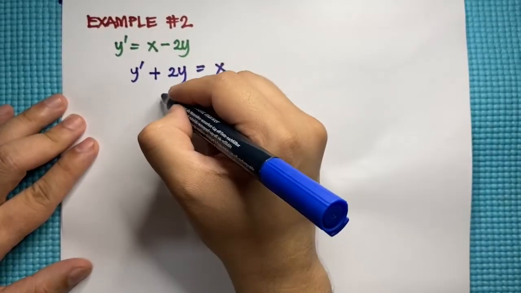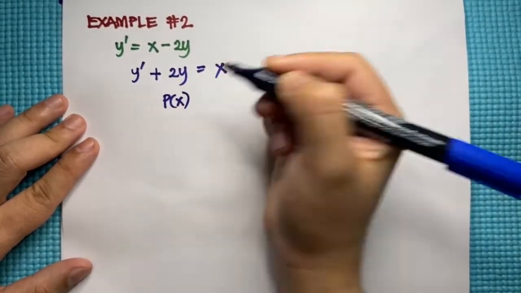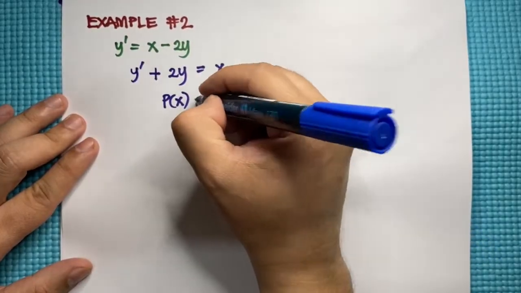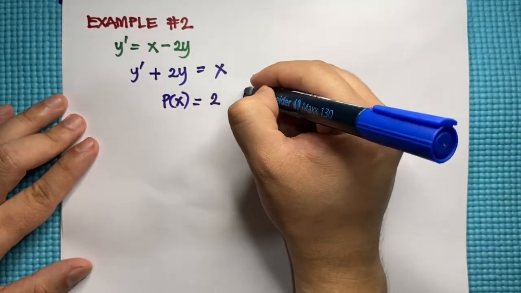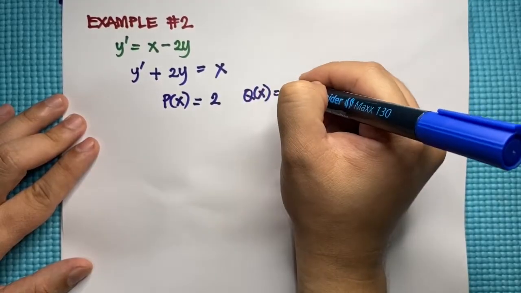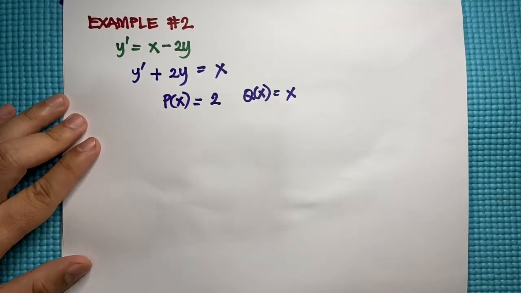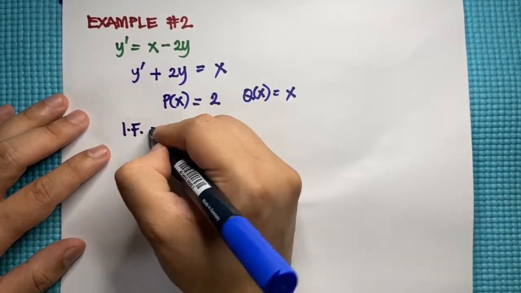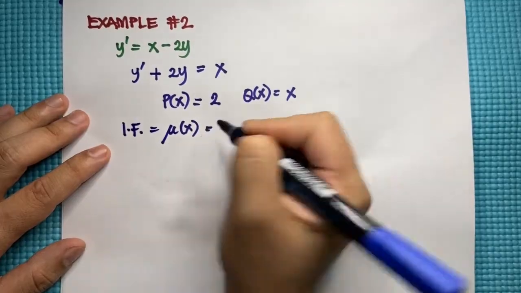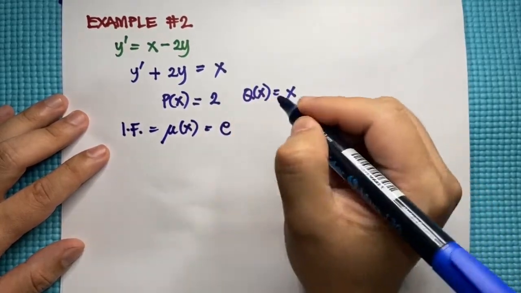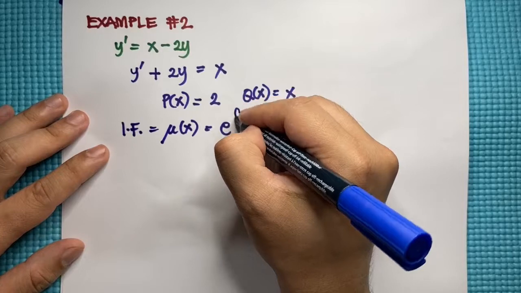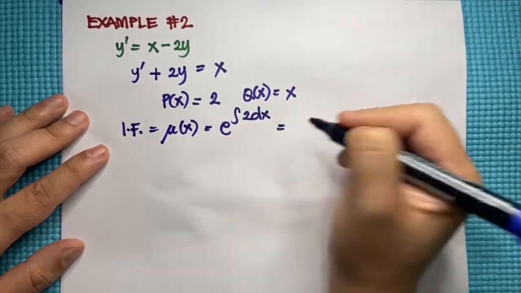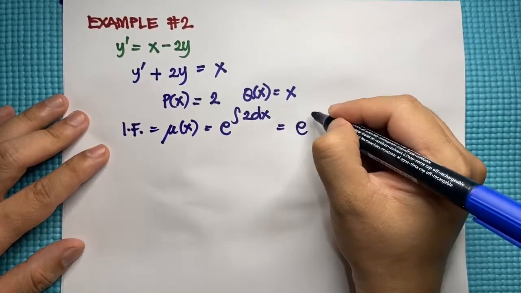x. So giving us the p of x, since it's linear in y, the one that is multiplied with y is 2, so therefore our p of x is 2. And our q of x is equal to x. In the same way, we will be computing for our integrating factor. So mu of x is e raised to the integral of p of x dx, or that would be the integral of 2 dx, which is equivalent to e raised to 2x.